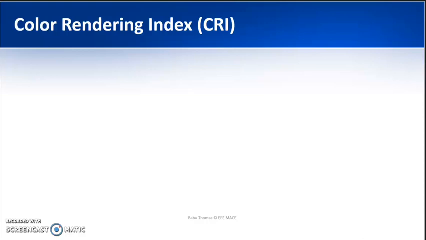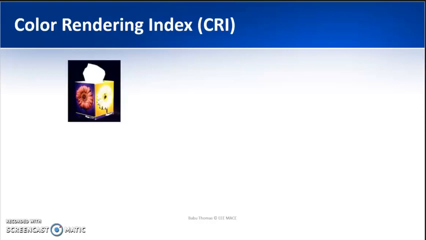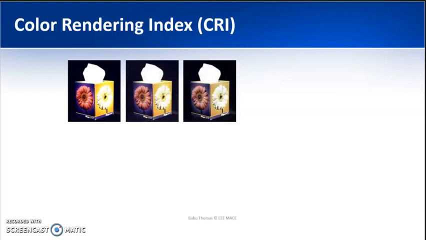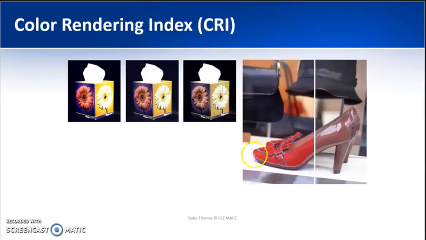Sometimes you'll have the sodium vapor lamp which produces yellow light. Sometimes you'll have the LED lamp, which produces white light. So the color rendering index will vary. We can observe this in some pictures. I have three pictures. In the first picture, the color is exactly reproduced, but when it comes to the last picture, the color is poorly reproduced. And you can also observe it while going shopping and so on.